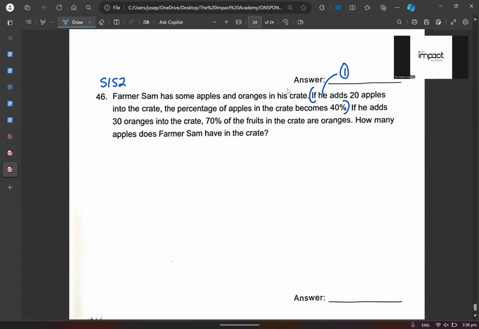Okay, fix your eyes on situation 1 first. Adding how many? 20 apples. Am I making sense or not making sense? Okay, so that is the first thing that you want to do. And what happens to the crate? The crate becomes how many percent?